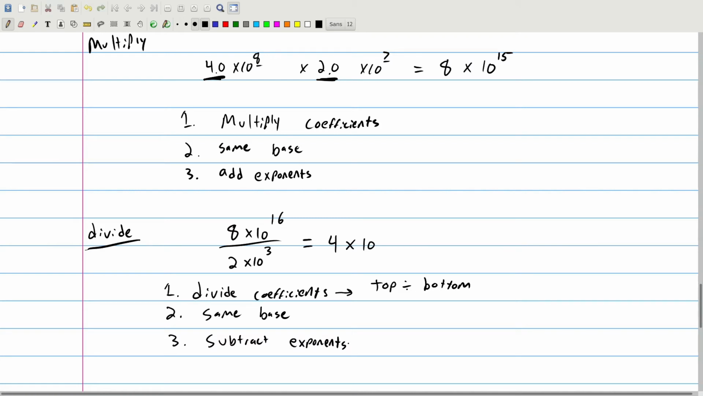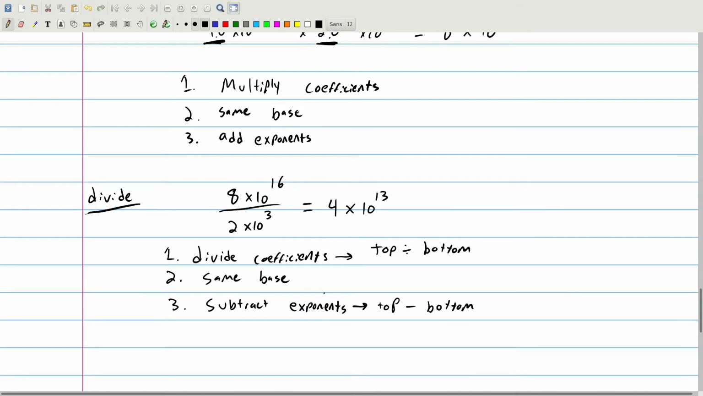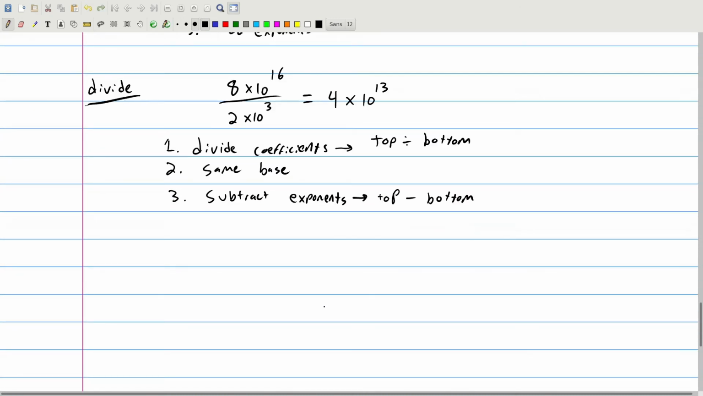Now be careful again, because with subtraction order also matters, so it's got to be top minus bottom. So in this case, 16 minus 3 is 13. So 4 times 10 to the 13 happens to be this one. Let's make it a little bit harder and try a harder example here.